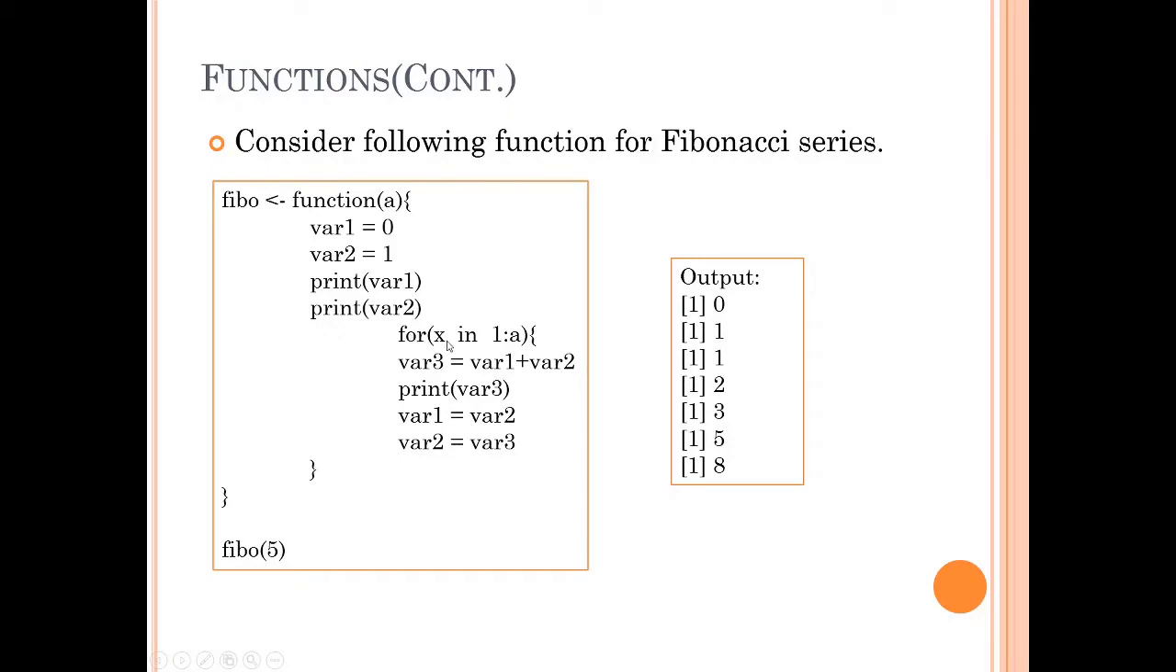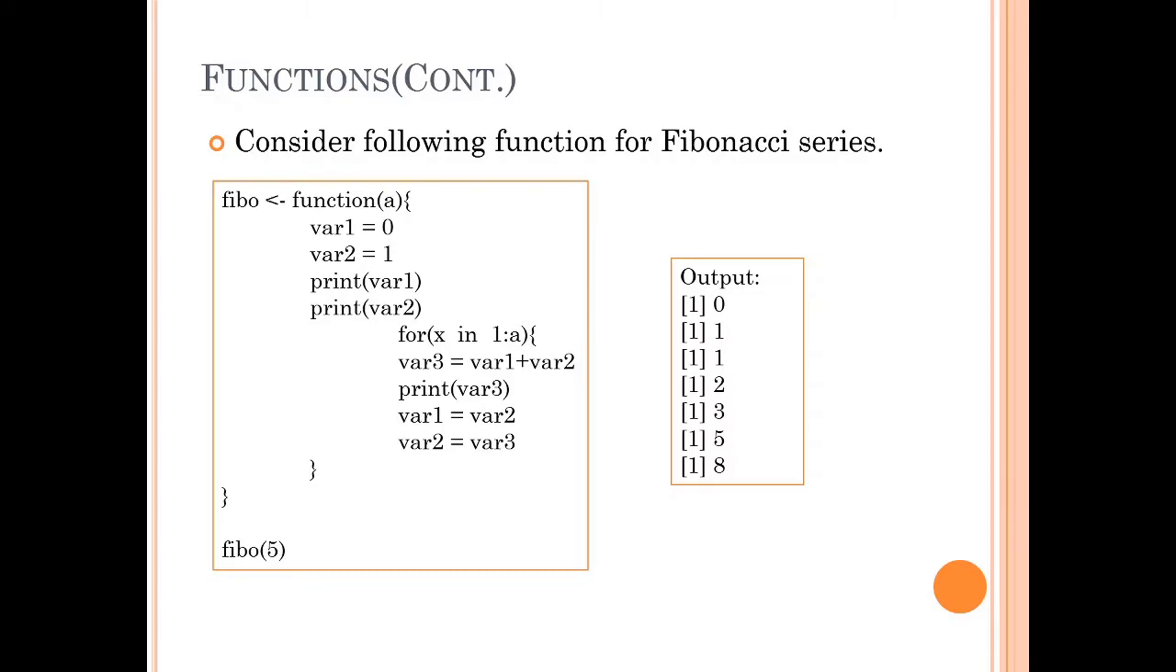Then we are calling a for loop, and we are running that for loop from 1 to whichever value of a that will be provided. Here there exists var3, which will have the results of addition of first two variables. Then we are printing var2, and we are simply assigning value of var2 to var1 and value of var3 to var2. That is, we are interchanging the values. Not exactly interchanging, but var1's value will be vanished and it will have a value from var2, and var2's value will be replaced by var3's value, and so on.